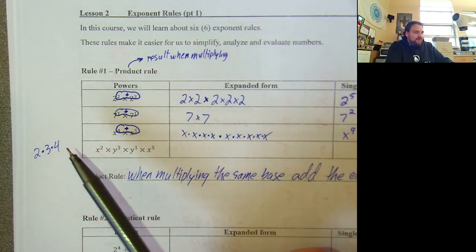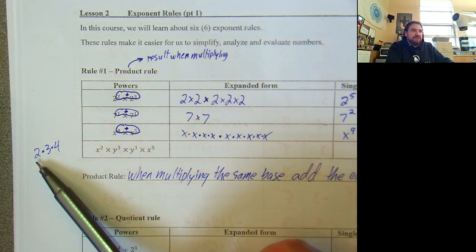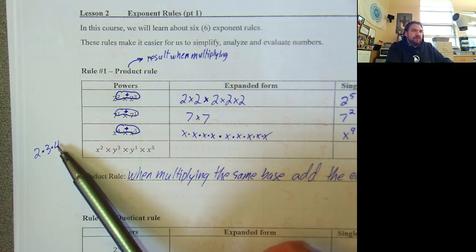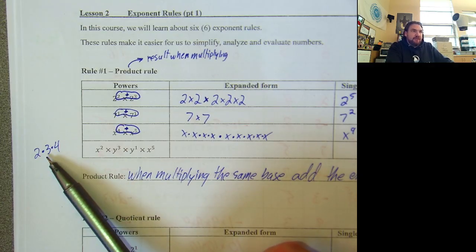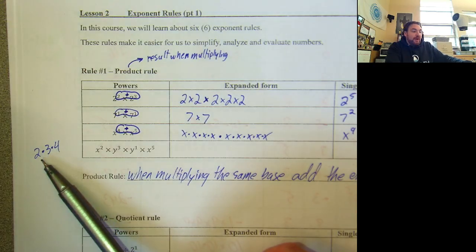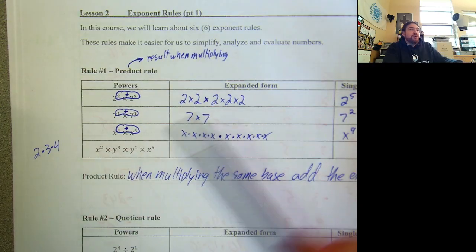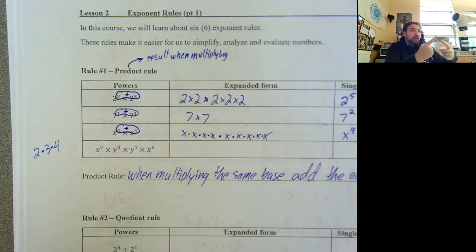What if I went backwards? What's 4 times 3? 12. Times 2 is? 24. What if I did 2 times 4? Times 3 is? 24. It all works. When all you're doing is multiplying a chain of things, you can multiply it together in whatever order you want.